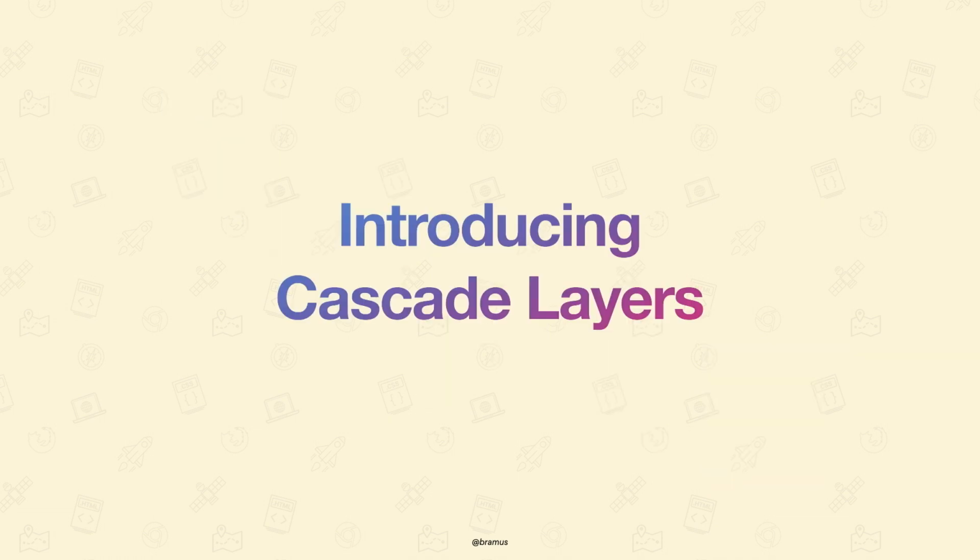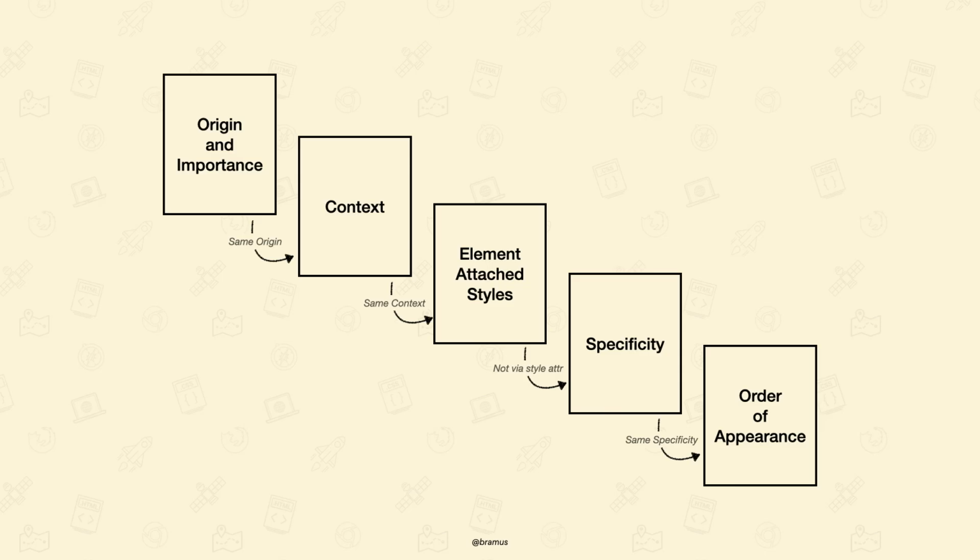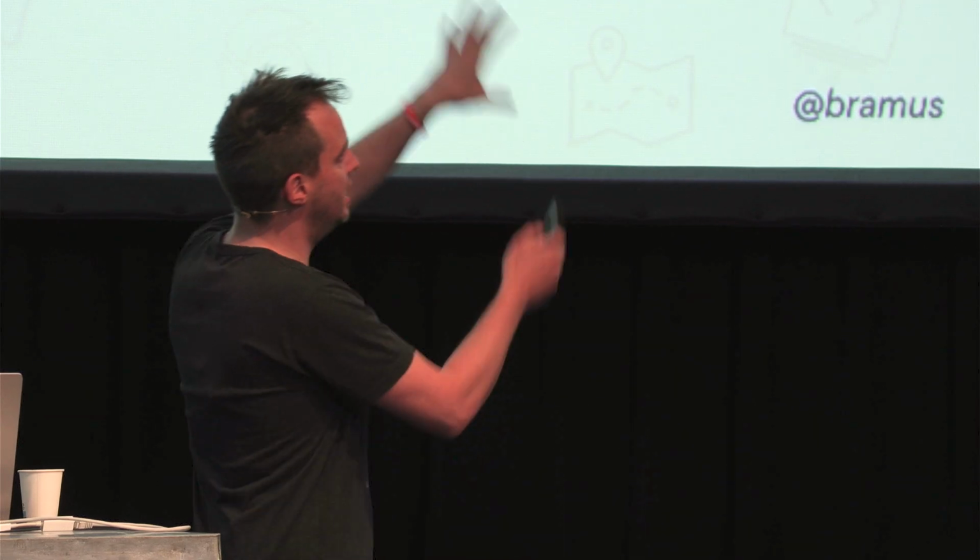Now, we're going to talk about Cascade Layers. Because Cascade Layers is like this new and exciting way on how we can organize our styles. We get to slice up our style sheet into several layers, and then we can reorder those layers. And each of those layers has a different priority. I think that's pretty cool. But first, let's take a look again at our Cascade. If we're really honest with ourselves, we're mostly struggling with specificity or order of appearance. Because most of the time it's part of the same origin, same context, no element attached styles. So we're fighting with these two. A few examples.